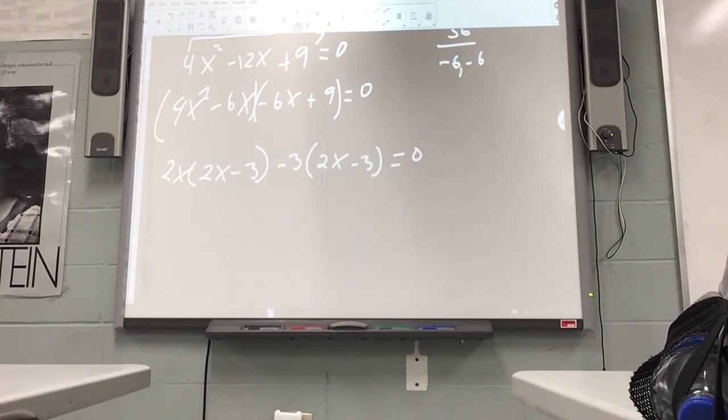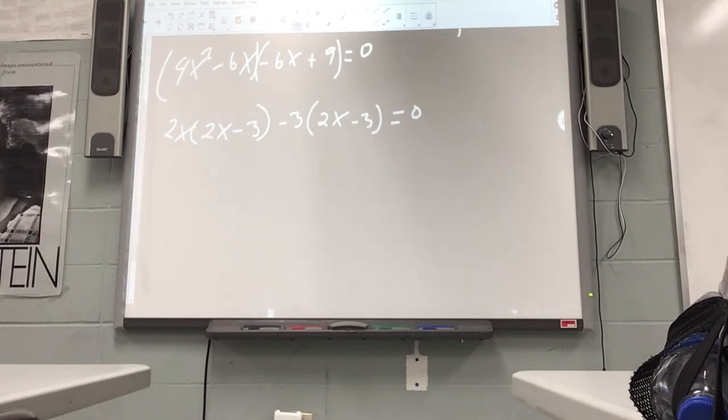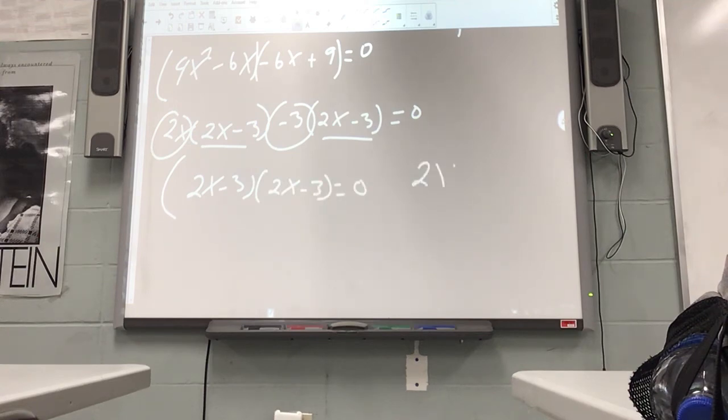Hey, looks like we got the same thing twice. Let's see. 2x minus 3. And what was left? 2x minus 3. So now when we set it equal to 0 and solve, I don't really have to solve both of them, do I? Only one. Right, because you're gonna get the same answer. It's the same thing, right? So you add your 3. 2x is 3, and then divide by 2. You get x is 3 halves.